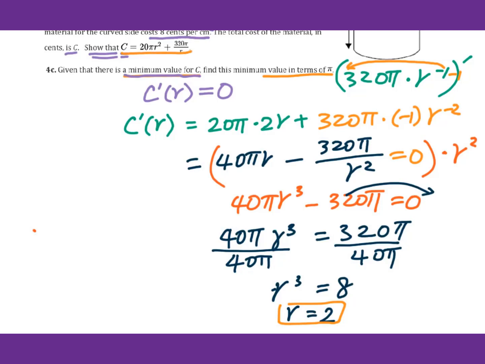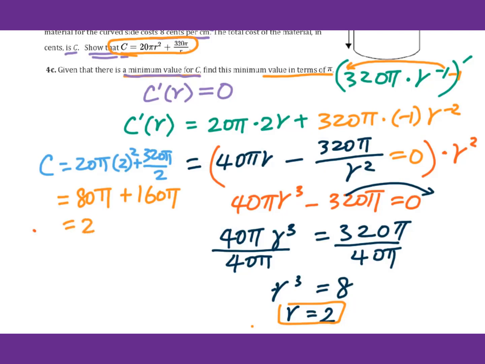We plug r into this formula for cost. You will get C equals 20 pi times 2 squared plus 320 pi over 2. Then 2 squared is 4, 4 times 20 is 80 pi, plus 160 pi. So your answer will be 240 pi. Make sure 240 pi is the solution because they said find this minimum value in terms of pi. You have to use 240 pi as the solution.